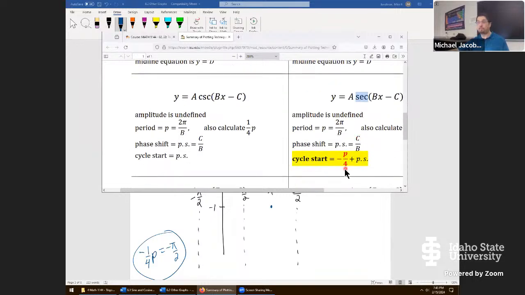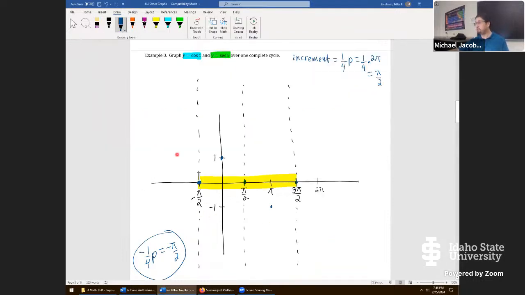The negative 1/4 of the period is where the cycle should start, because that's where the vertical asymptotes start. And our graph is going to look pretty crazy if we didn't do that kind of convention. So that's the only reason that this is such a complicated plot. Cosine didn't start at a vertical asymptote.